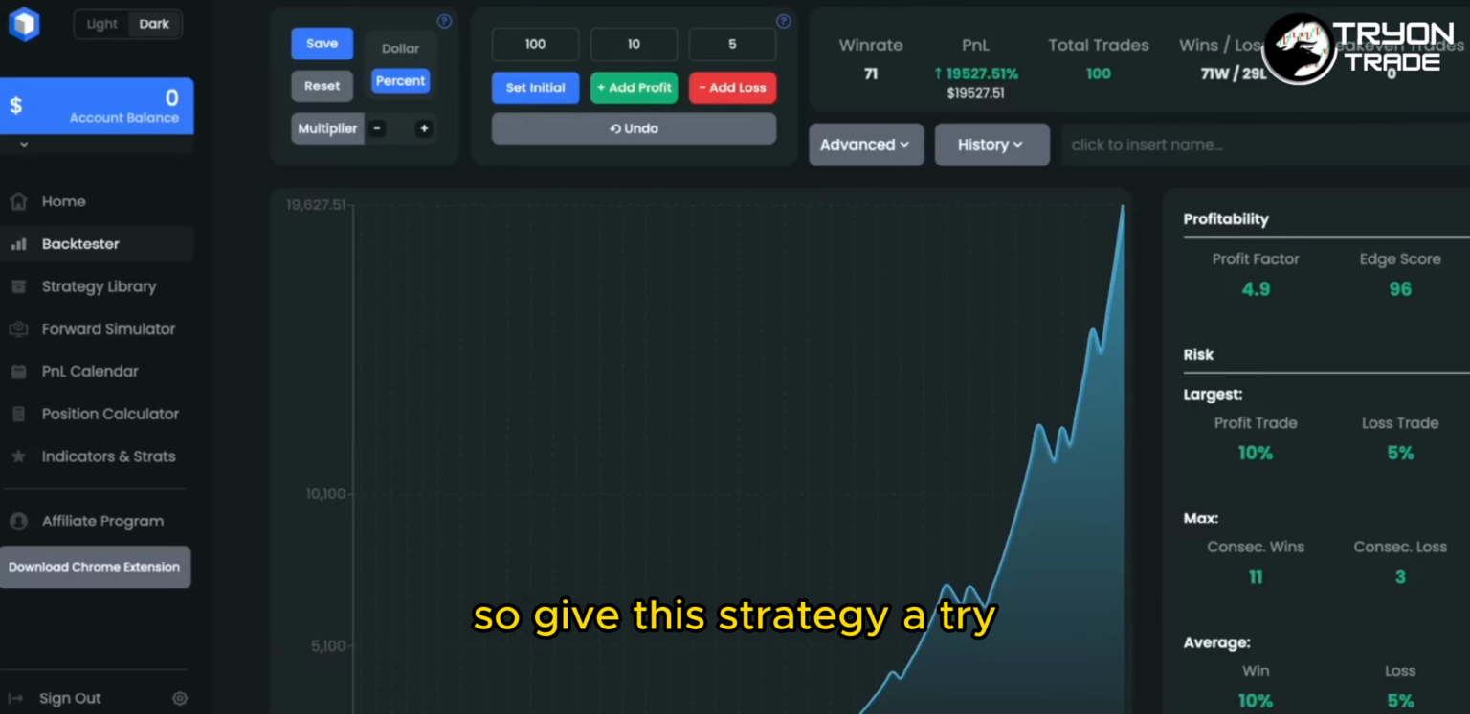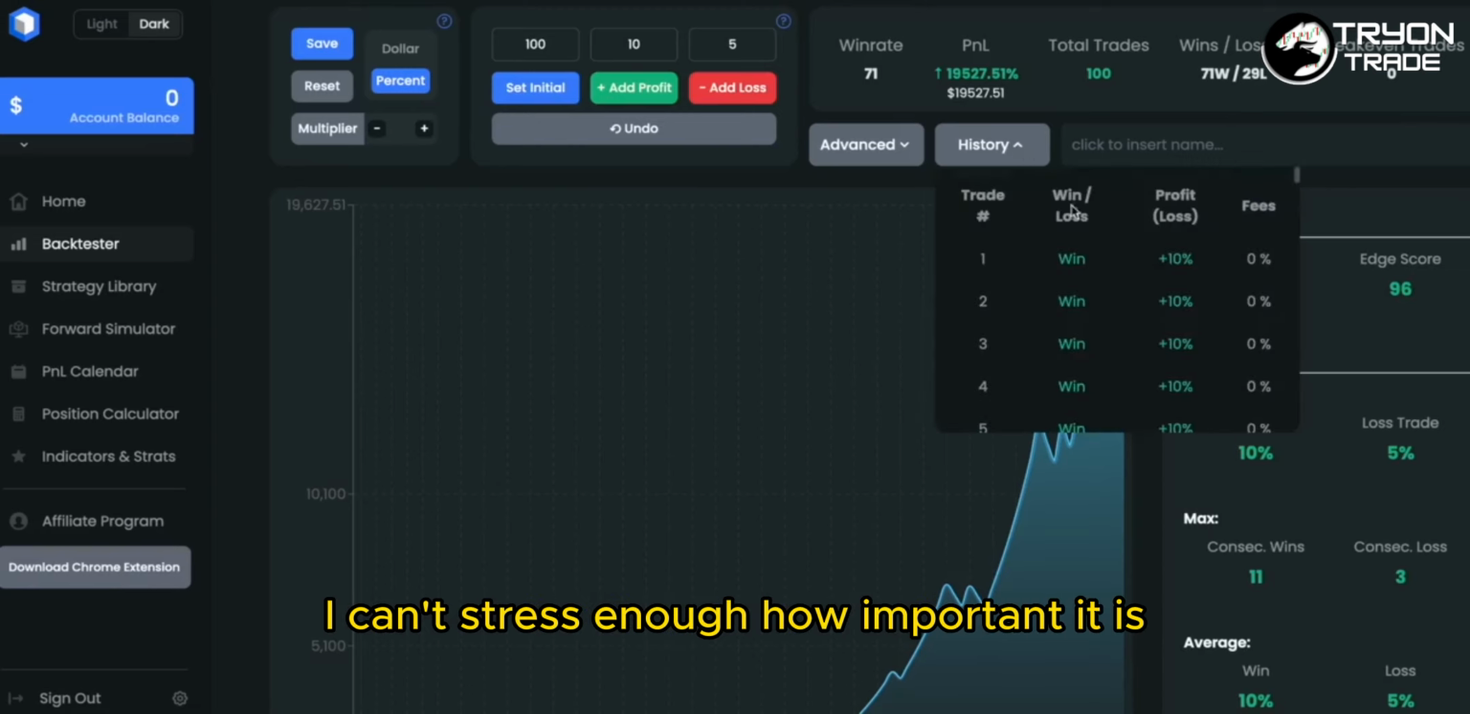So give this strategy a try, but don't skip the forward testing phase on a paper account. I can't stress enough how important it is.